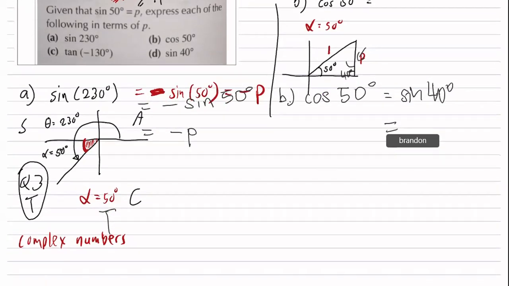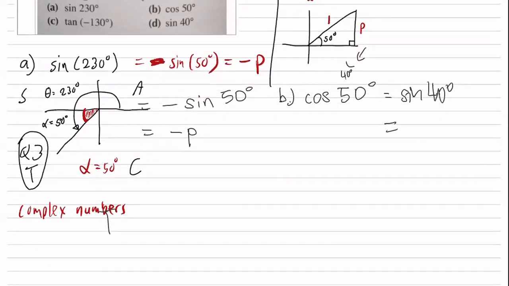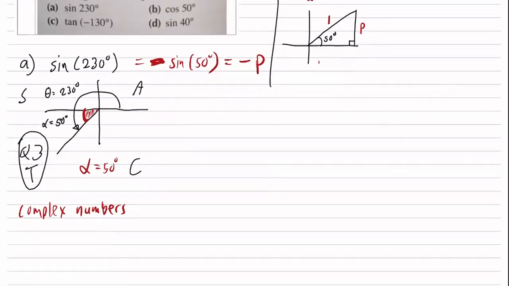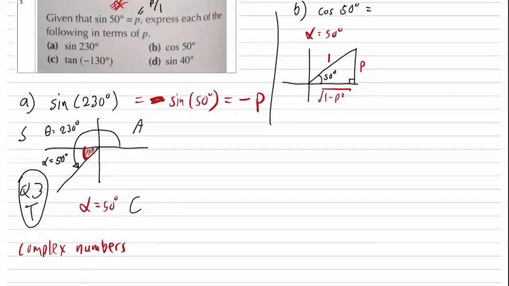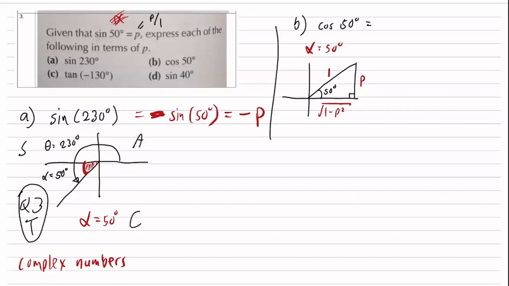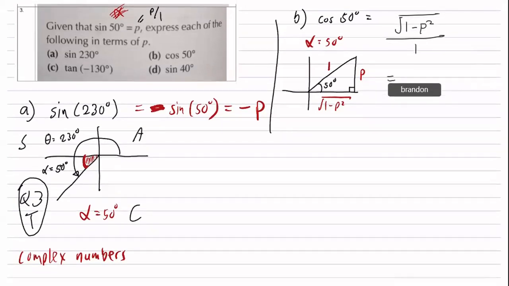Cosine 50, then how do you express it in terms of P? A bit difficult, right? So you still need to draw the triangle at the end of the day. And then here, if you want, you can label 1 minus P square, but is that relevant? It's relevant. Do you get how I got this? Pythagoras. So what's cosine? Divide by 1. Of course you don't need to divide by 1 if you're fast. Very good. Let me write down the working.